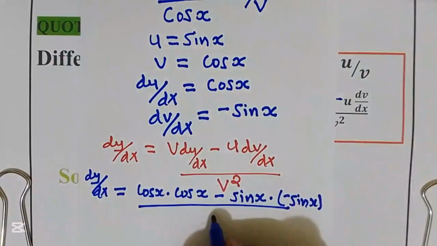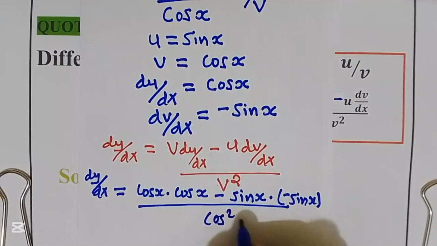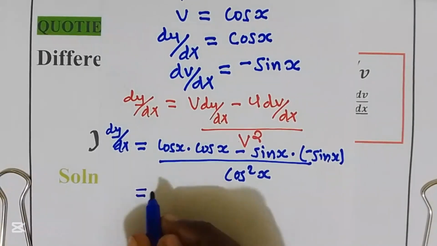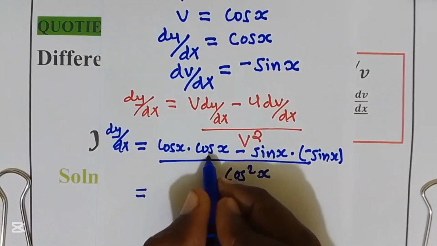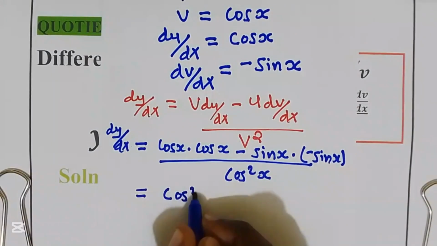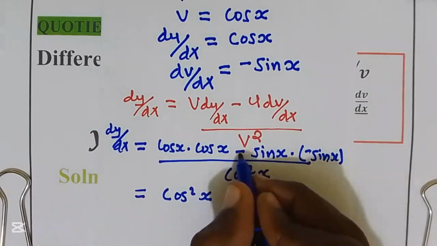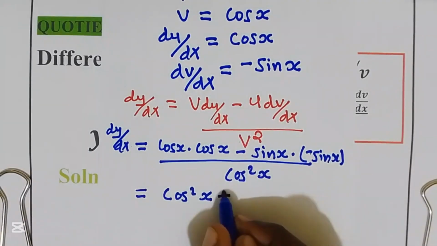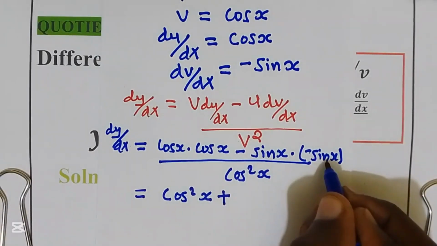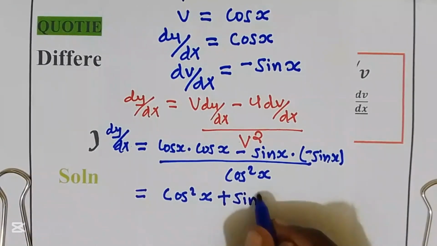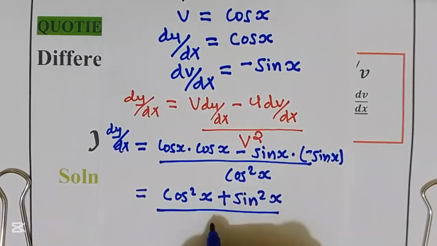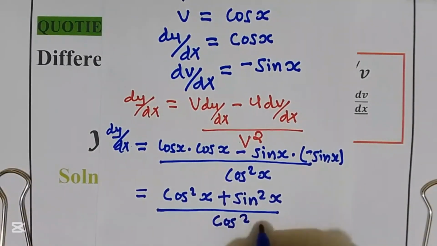That is going to be cos square x. This will give us cos x multiplied by cos x. We are going to get cos square x. We have minus and we have another minus here. When we multiply them, we are going to get plus. That is going to be addition. Sin x multiplied by sin x, we are going to get sin square x. This is over cos square x.